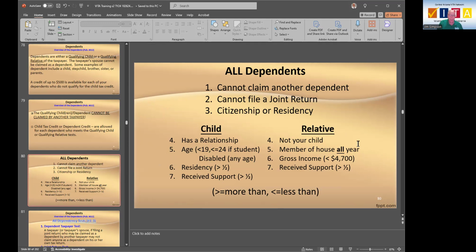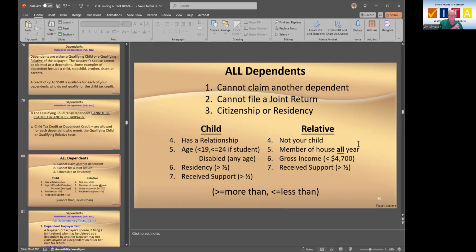Also, if you're a child, there has to be a relationship to the taxpayer. They have to be under the age of 19, unless they're a full-time student, and then they can be up to 24. Or if they're disabled, they can be any age. You may remember when we were talking about all those questions on that first basic information page of preparing a tax return, one of those little boxes is if they're disabled, because that can determine whether, maybe they're 25, but if they're disabled, they could still be a qualifying child of the taxpayer.